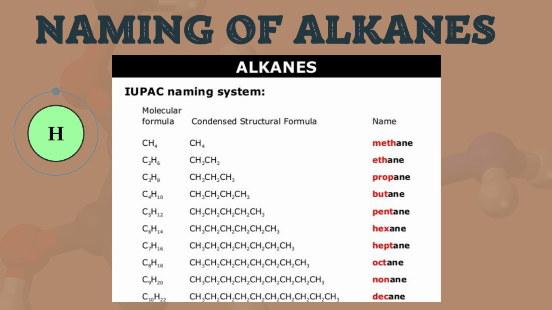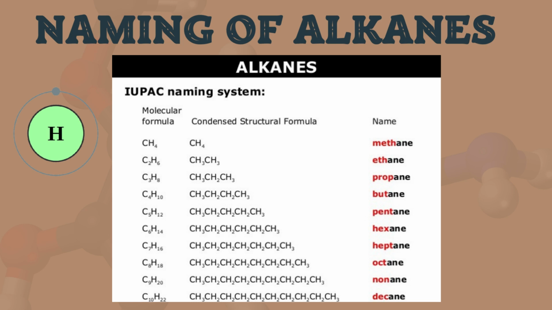The prefix will not change. But if it has two carbons, the prefix will be eth. Then because we are dealing with alkanes, the suffix will be ane. So two carbon atoms with six hydrogen atoms, that will be ethane. Then with three carbon atoms and eight hydrogen atoms, that compound will be propane.